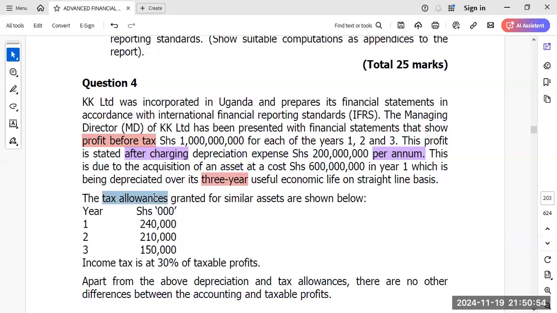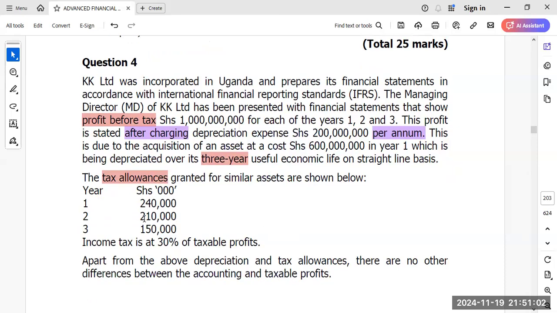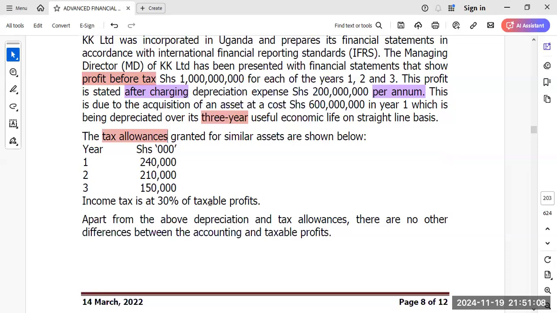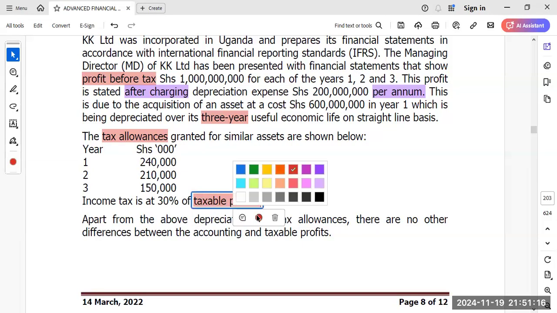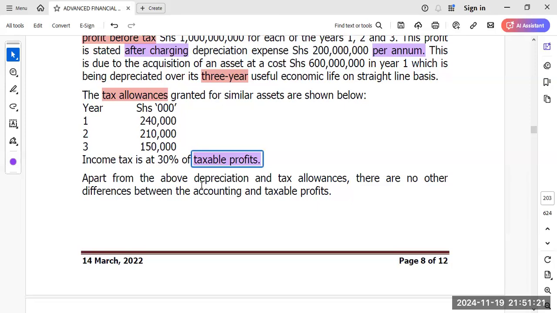The tax allowances. Now here you have allowances granted for similar assets shown below. You have tax allowances for each year. Income tax is at 30% of taxable profits. Taxable profits, colleagues, means profit before tax. Apart from the above depreciation and tax allowances, there are no other differences between the accounting and taxable profits.